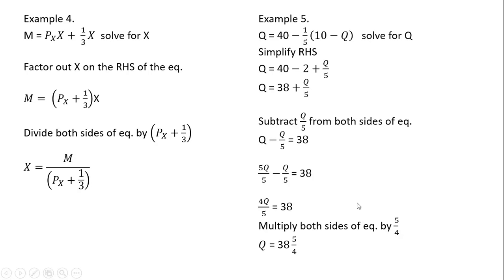We want to isolate the q term again. We're going to multiply both sides of the equation by 5/4. Why 5/4? Because 5/4 times 4/5 on the left-hand side will just become 1. And if you do something to one side of the equation, you have to do it to the other. And we'll get q equals 38 times 5 divided by 4, which is going to be 47.5.